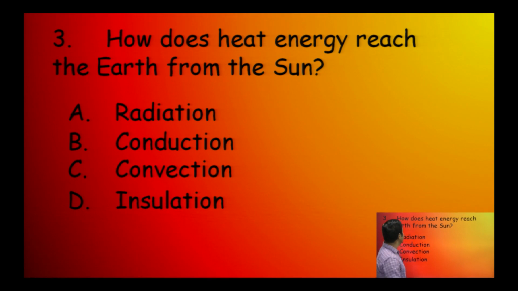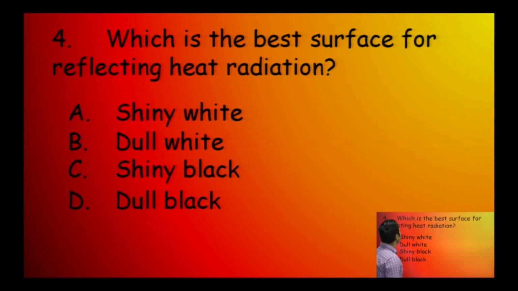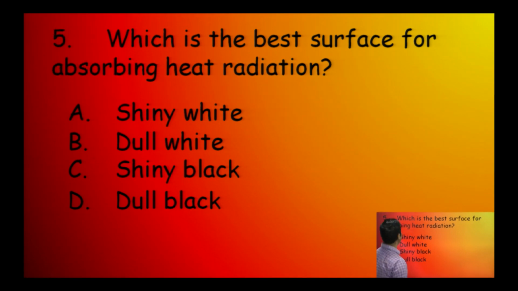Okay, how does heat energy reach the earth from the sun? It has to be radiation. Which is the best surface for reflecting heat radiation? It has to be shiny white. Which is the best surface for absorbing heat radiation? It has to be dull black, as I've already told you.